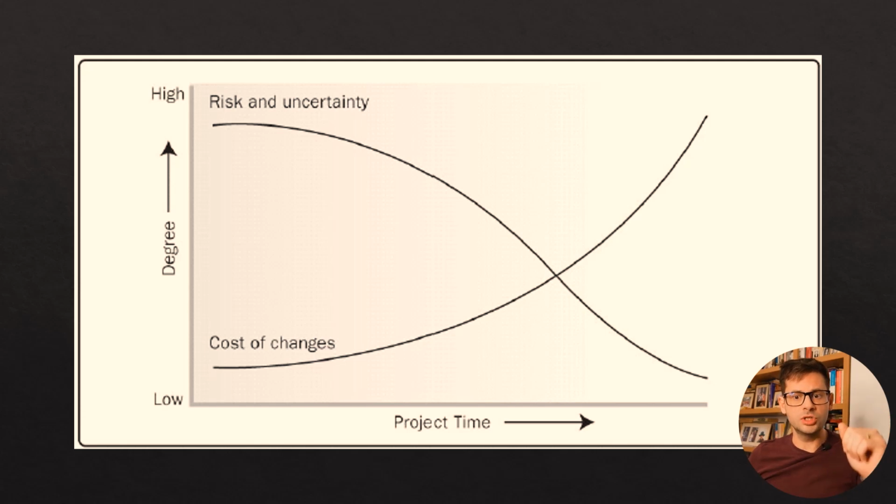And in this image, I want to explain a bit what happens. In the beginning, we have very high risk and uncertainty because we don't know what we don't know. We don't know everything. Things can manifest, risks can take place. So we have a lot of uncertainty in the beginning, but that's fine because the better we plan and the more time we spend in planning, the cost of changes are very low.